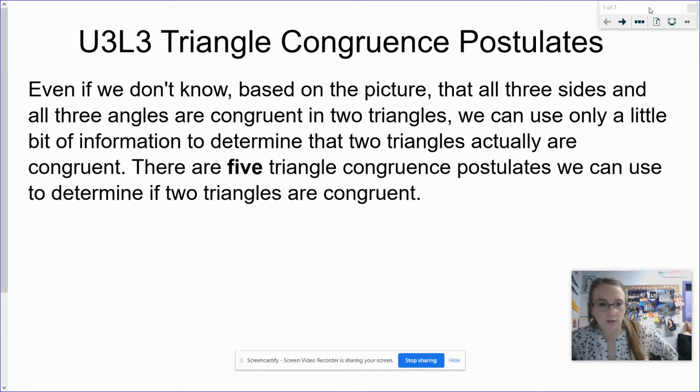Okay, we are already up to L3. We just got L4 left after this, and then we're testing again. We're flying through this unit. So we're still talking about triangle congruence.